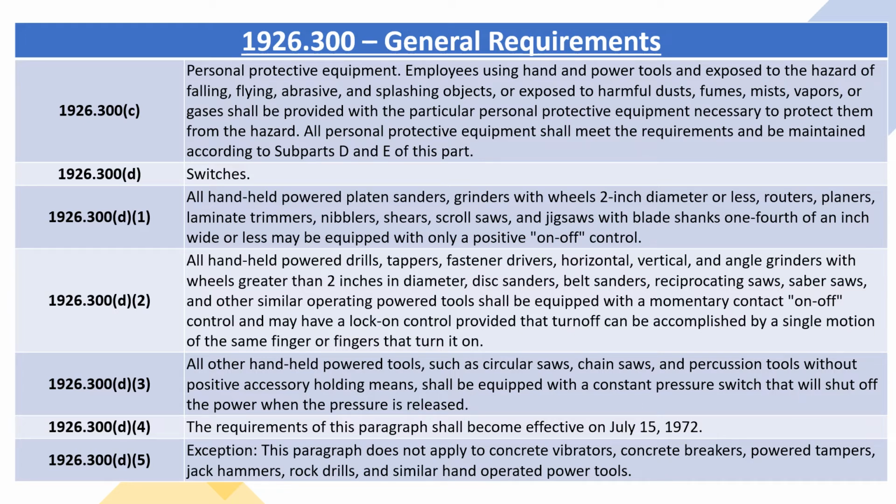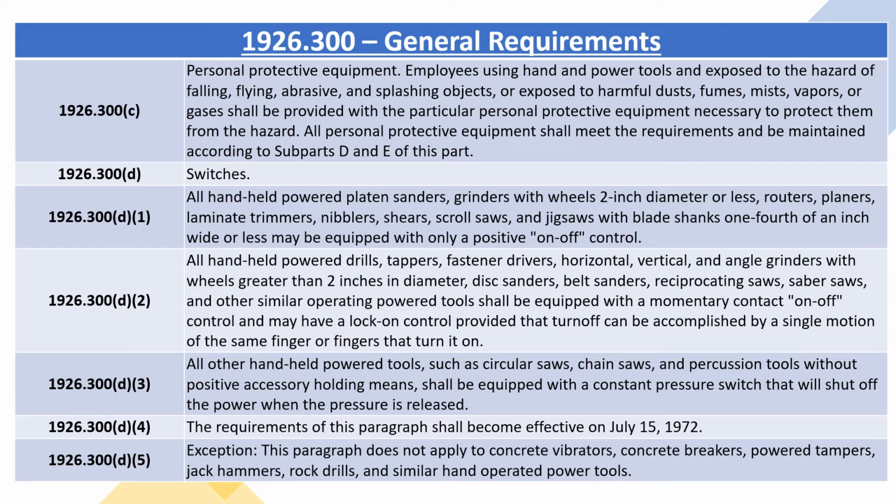1926.300 (d) Switches. (d)(1) All hand-held powered platen sanders, grinders with wheels 2-inch diameter or less, routers, planers, laminate trimmers, nibblers, shears, scroll saws, and jigsaws with blade shanks 1/4-inch wide or less may be equipped with only a positive on-off control.